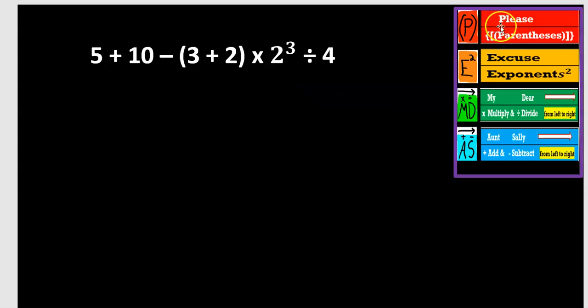Okay, we're using this: Please Excuse My Dear Aunt Sally. Remember, My Dear go together and Aunt Sally go together, but sometimes you're going to say Please Excuse Dear My, Sally Aunt, because it depends on the order in which they appear over here. For example, we're going from left to right. If you don't know your left from your right, your left is over here, your right's over here. And then here we go.